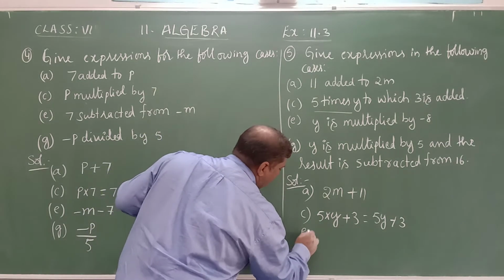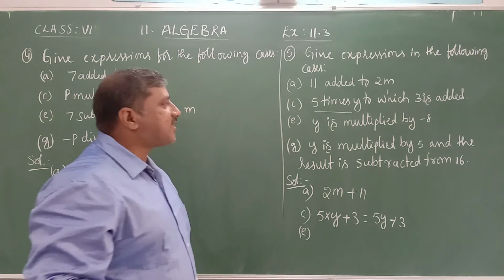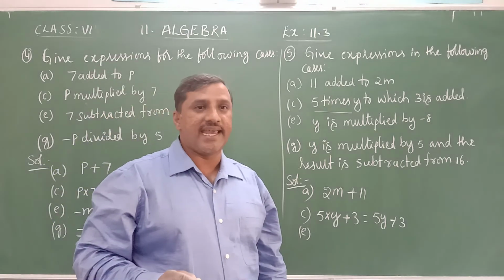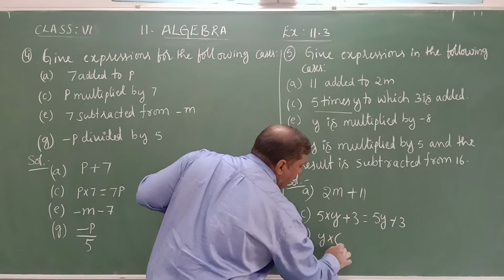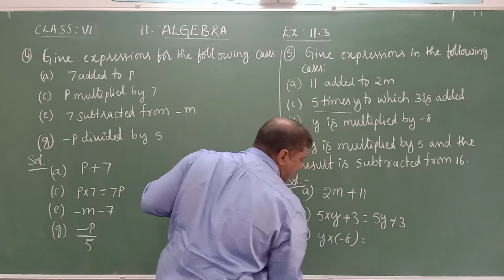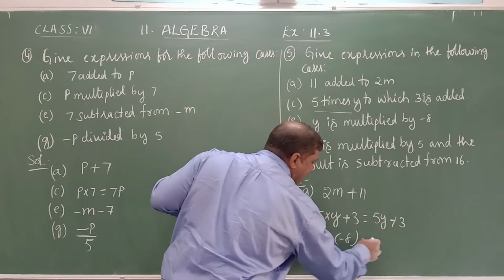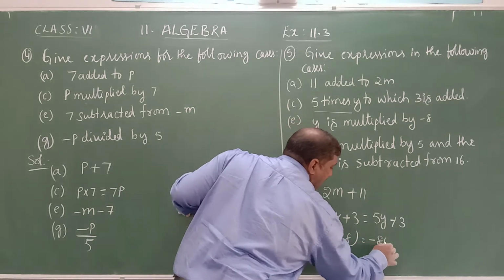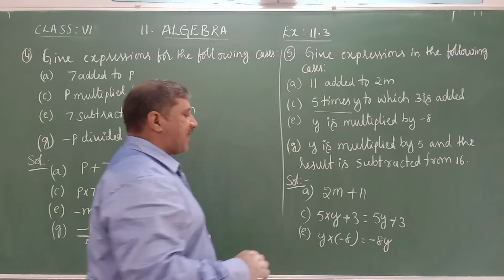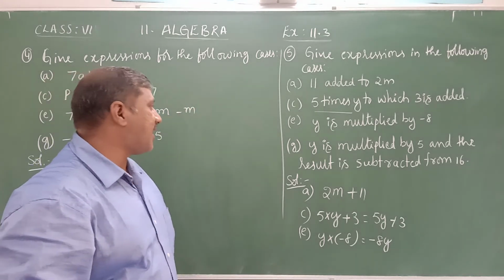Then the E bit here we have y is multiplied by minus 8. Y is multiplied means into symbol by what? Minus 8. That is plus into minus. Y means 1 into y, so it is minus 8y.